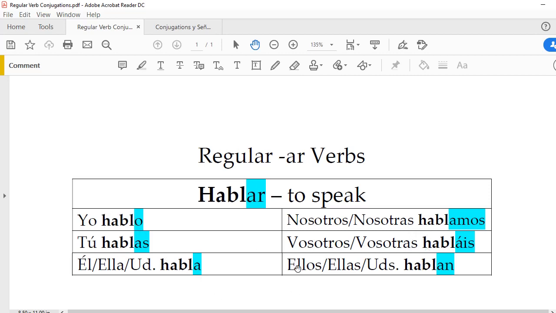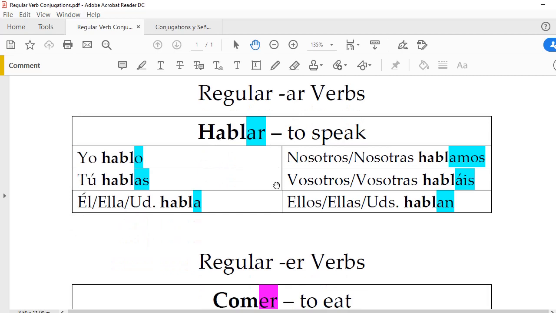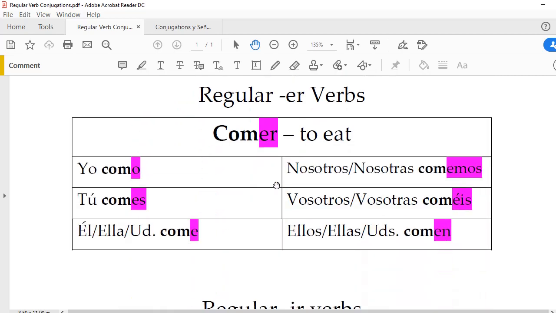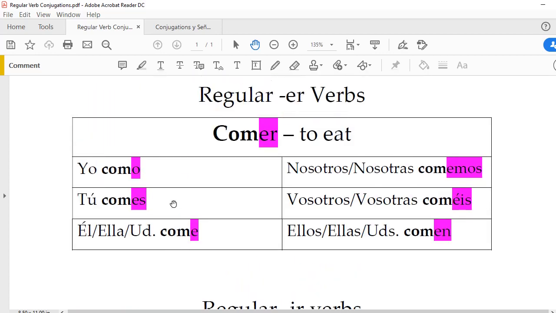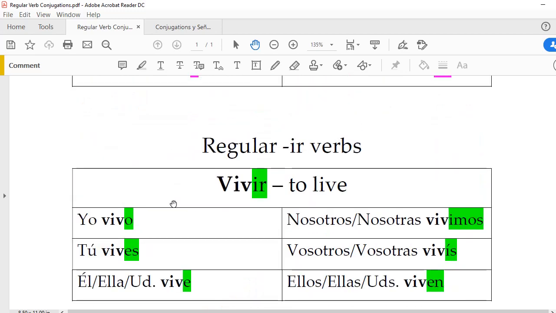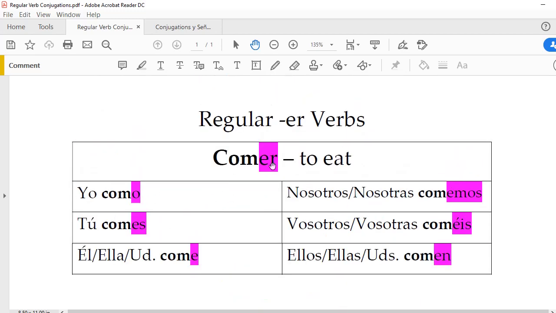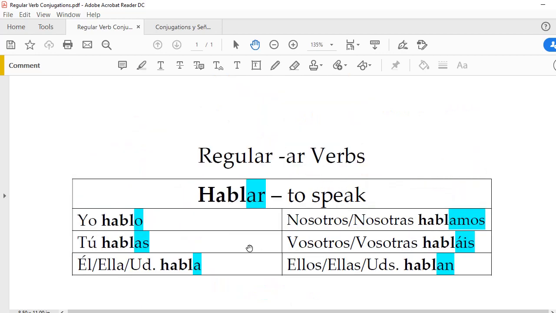The AR verb I have highlighted the ending in this teal blue color. The ER verb, I have highlighted the endings in this light purple. And the IR verb, I have highlighted the endings in this green. Now, you'll notice that each one has different colors, but we will see in a moment that IR verb endings are very similar to ER verb endings, but I'm getting ahead of myself. Let's start with AR, which is right up top.